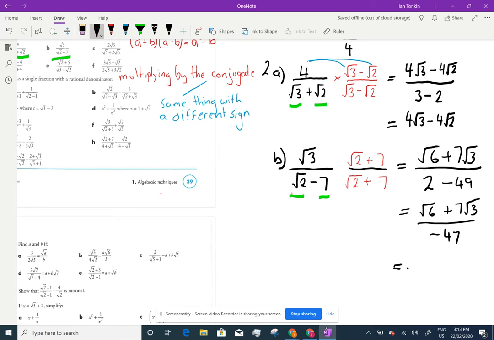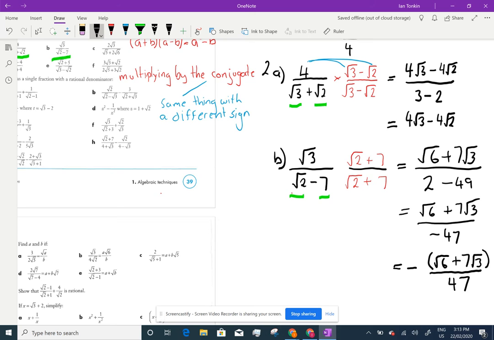Now you could leave it like that. Common practice is to put the negative out the front. If you do that though, just beware that your negative sign or your minus sign might not be as neat as you would like, and it might go up a bit. And people might think it's minus root 6 plus root 7 root 3. Whereas you want that negative sign right out the front. So it's a good thing to put it in parentheses.